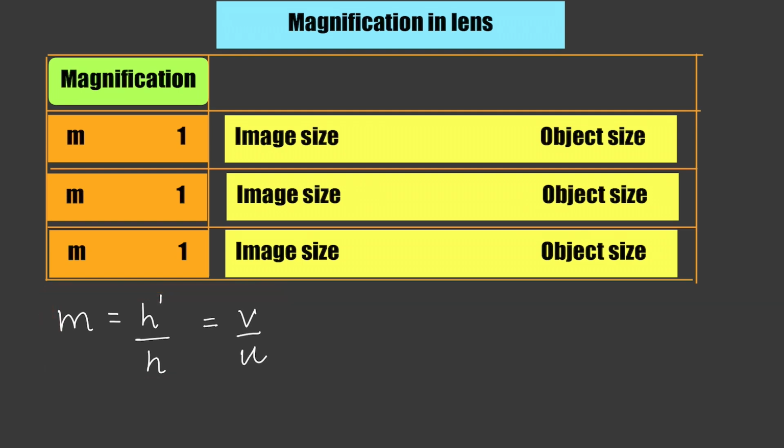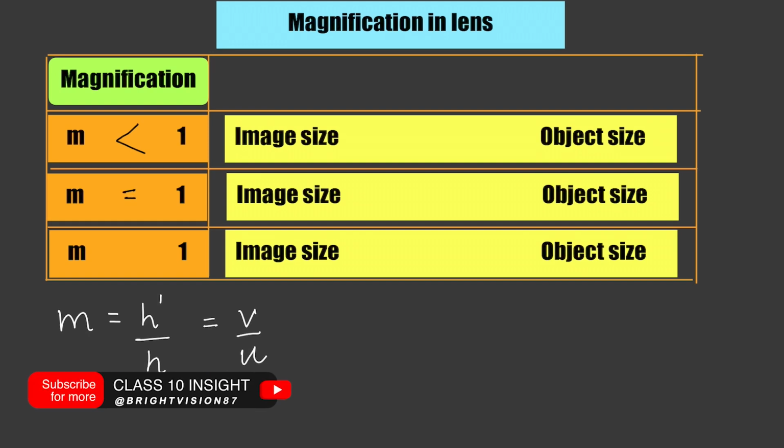Here is the easiest method to remember the values of magnification. Let us see the value of magnification. First case is when magnification is less than 1. Second case when it is equal to 1. Third case when magnification is greater than 1.